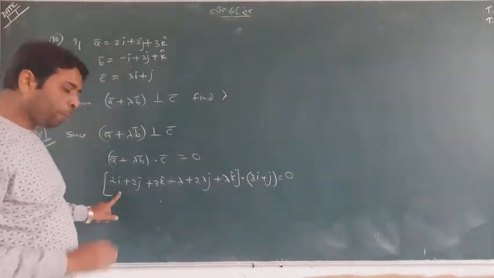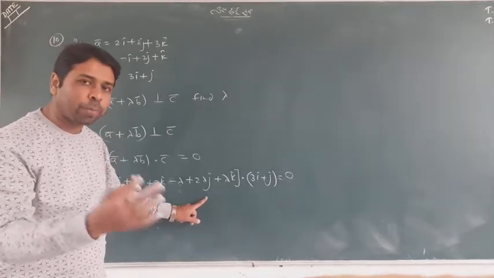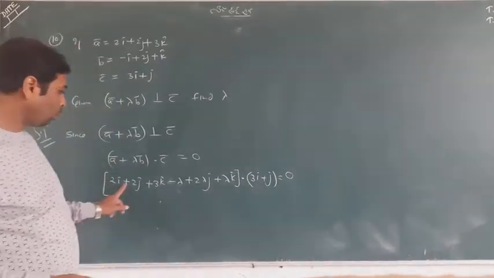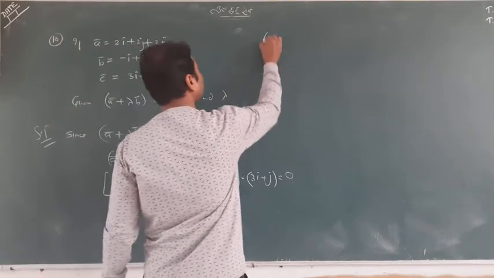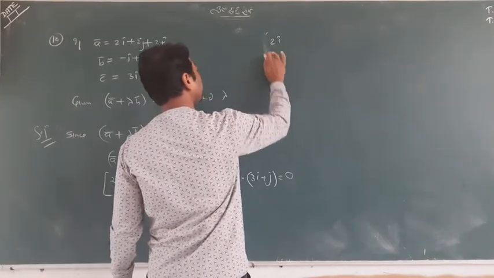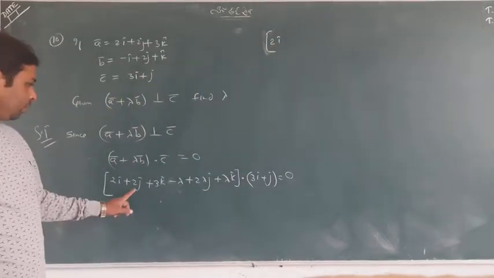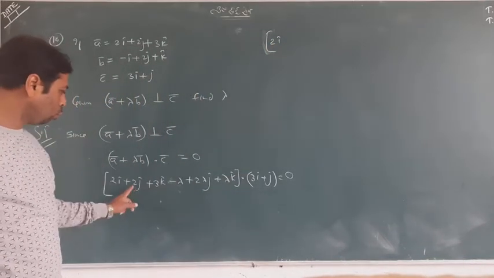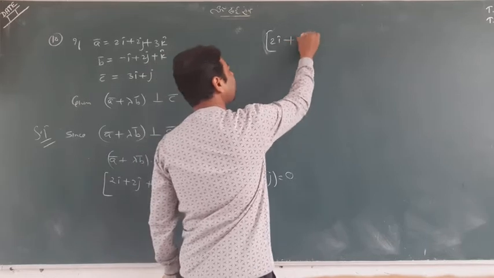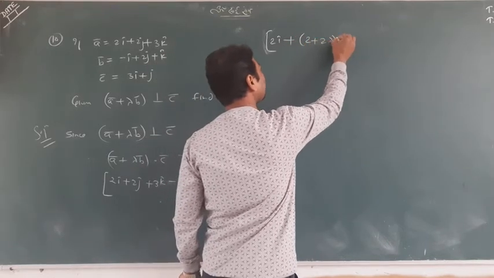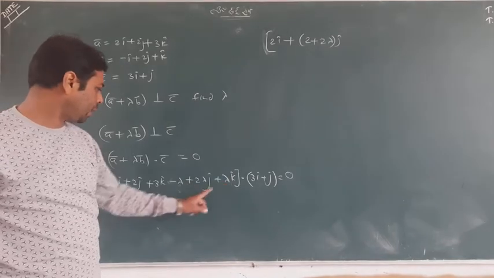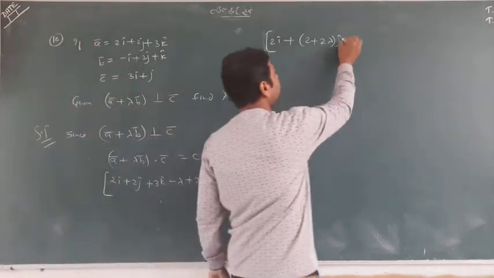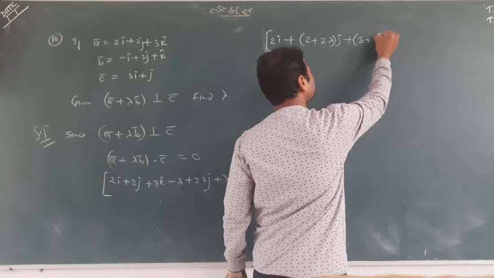Now make a proper vector in ijk. Take out i common, j common, k common. Look at i: 2i, and i is not here anywhere. So okay, I write 2i alone. This is my 2i. What about j? This is j and this is j. So 2 plus 2 lambda, I will write 2 plus 2 lambda and I will write j here as common. About k, 3k and lambda k. So 3 plus lambda, and k common.